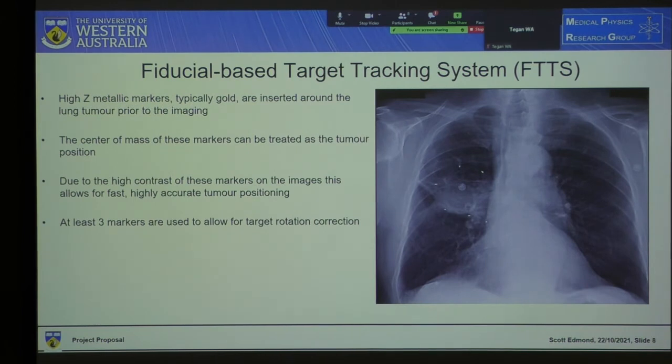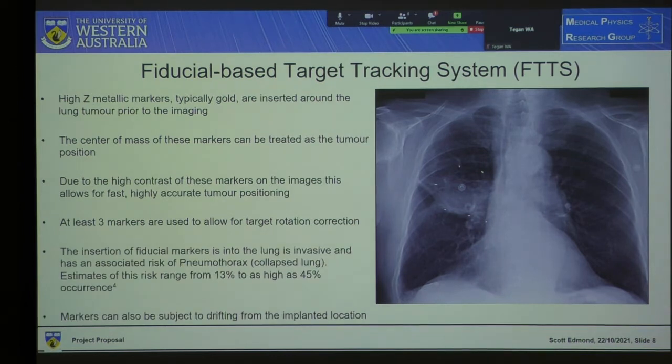One such method is fiducial-based target tracking. So this, we typically implant a high Z, which is a high contrast marker. Typically it's gold. And we implant these around the tumour location. And we take the centre of mass of these fiducial markers to be a substitute for the actual tumour location in the body. Typically, we use at least 3 because 3 are needed to account for the rotation. However, more can be used.